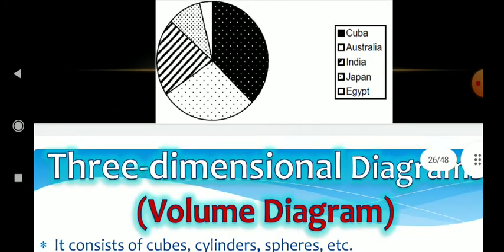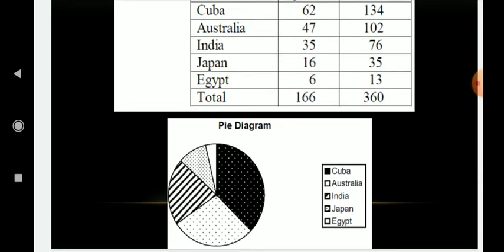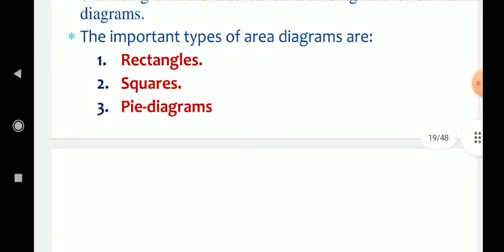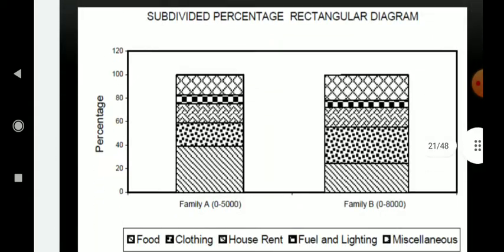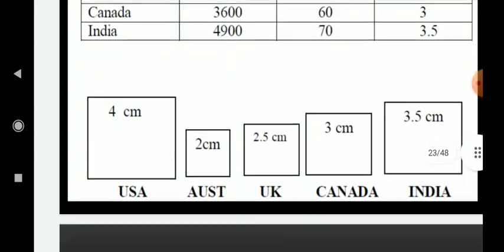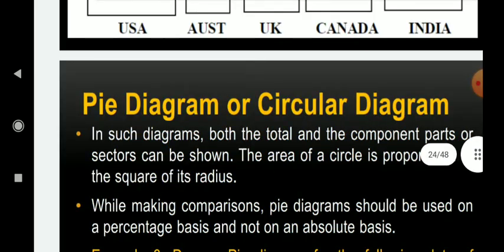Fine. So this is about two-dimensional diagrams. A detailed video about how to draw a pie chart will be sent to you on YouTube later. For the time being, just understand what a pie chart is and how basically it can be drawn. I'll send you one more video regarding it.